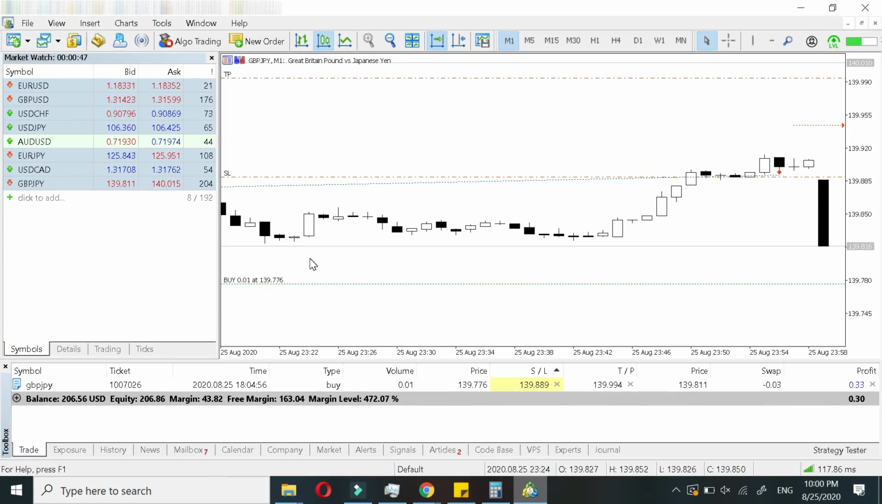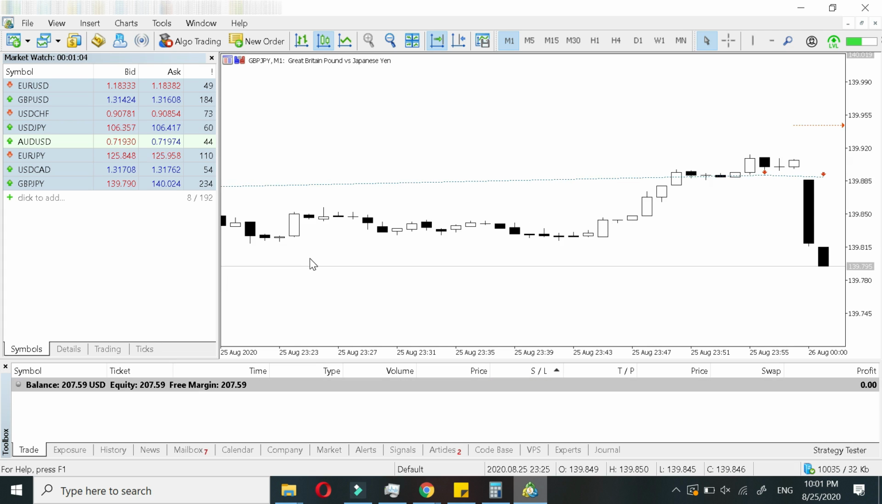Do you see that big bearish candlestick? It's usually associated with the market closure. The spreads are also extremely high at this stage. Always avoid entering the market at this time as you might be stopped out quickly.